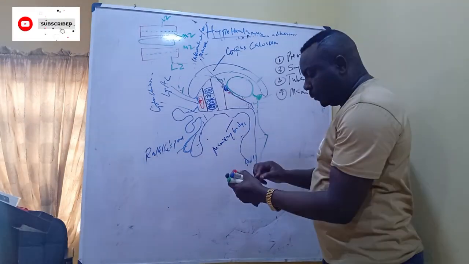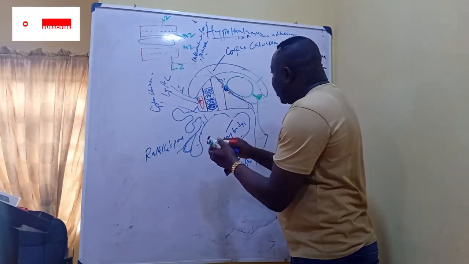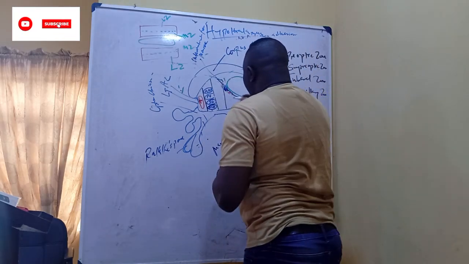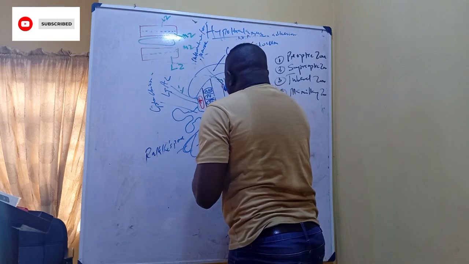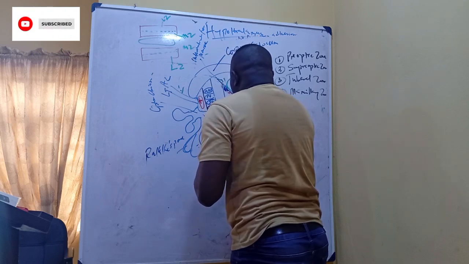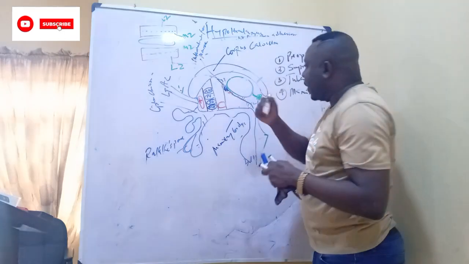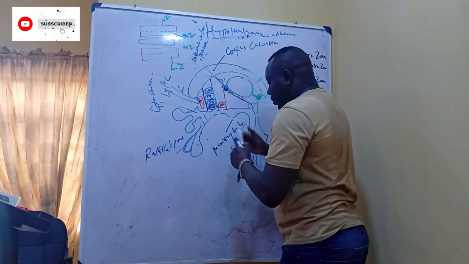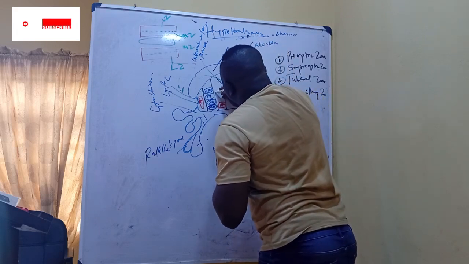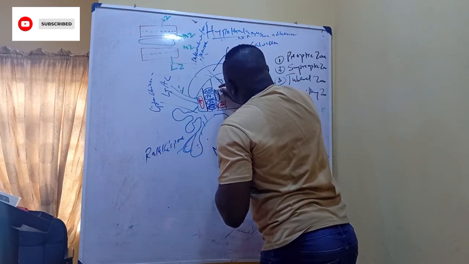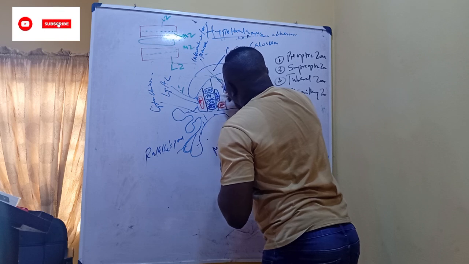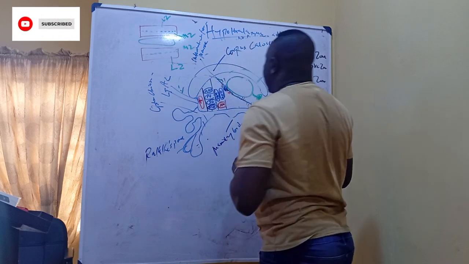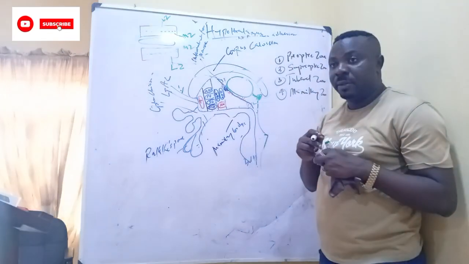Now the tuberal zone consists of three nuclei. Number one is the arcuate nucleus. Right? Yes, sir. Then we have the ventromedial nucleus. And then we have the dorsomedial nucleus. Are you there? Yes, sir.